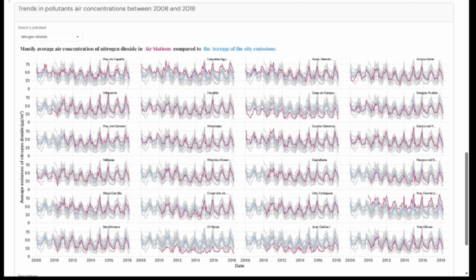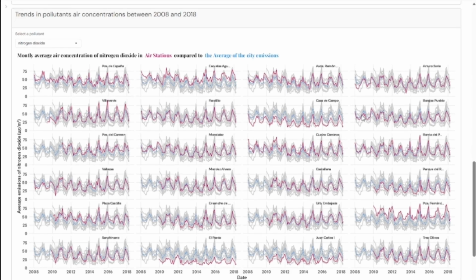For this sake, we compare the trends in pollutants between 2008 and 2018. We realized that there was cyclic behavior each year, where there's an increased phase, a peak, and then a decreased phase. So for most of the air stations and for the whole of the city of Madrid, we can see that the trends are consistent year in and year out. So there is not much increase or decrease pattern for most of the areas.